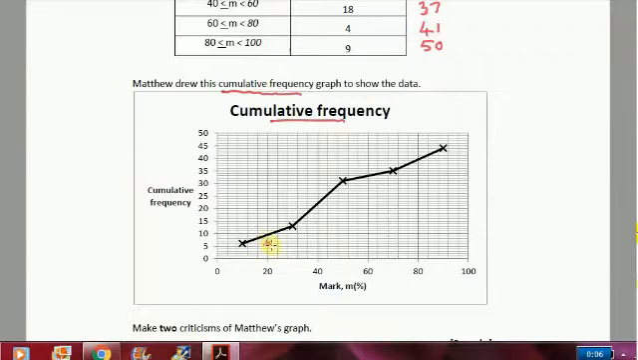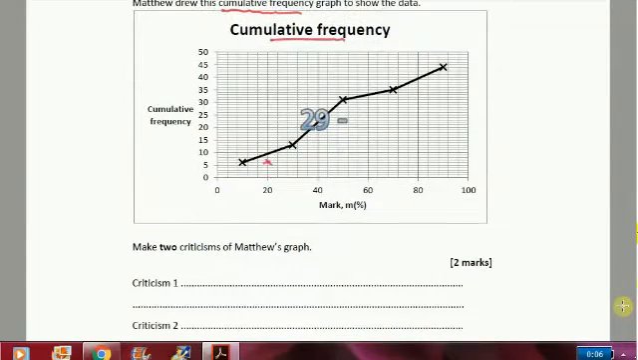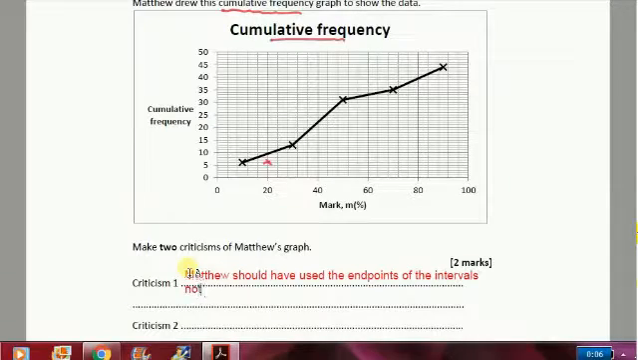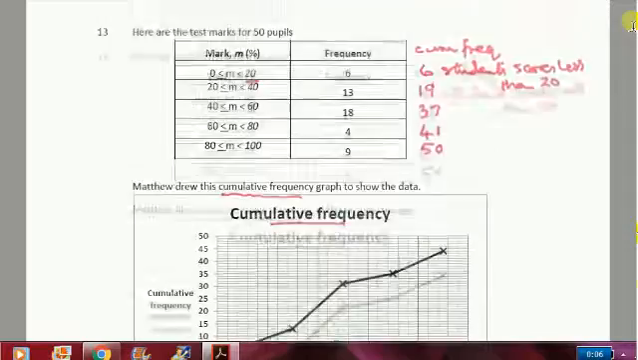I can plot a point there, which is, we should not use the midpoints. We have to use the endpoints of the intervals. So I'm saying Matthew should have used the endpoints of the intervals, not the midpoints, because cumulative frequency is always less than the last number. So you have to go up to the end of the interval.